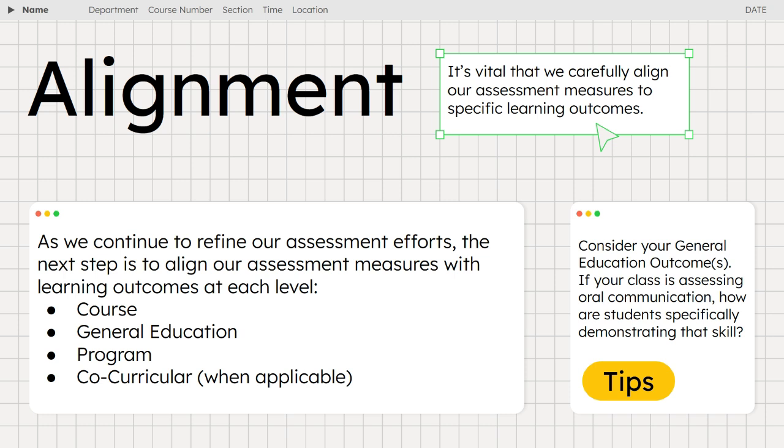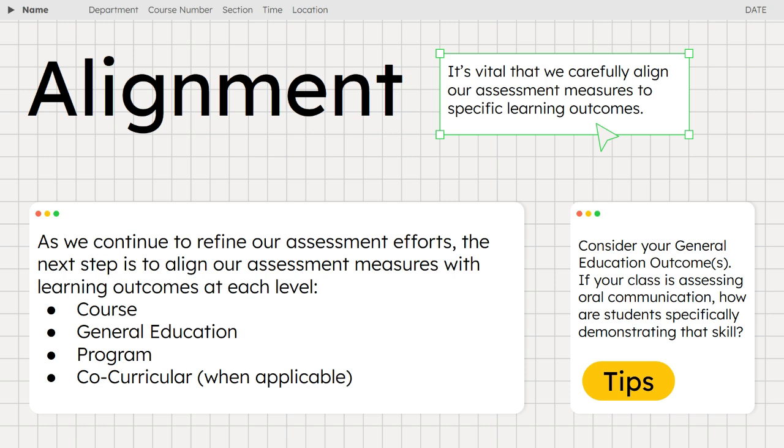And I want to dive a little bit deeper into these, talking first about how Mount West assesses learning outcomes at the following levels: course, gen ed, program, and co-curricular when applicable. So co-curricular outcomes are not going to be assessed in every single course. So you will not be assessing co-curricular all the time.